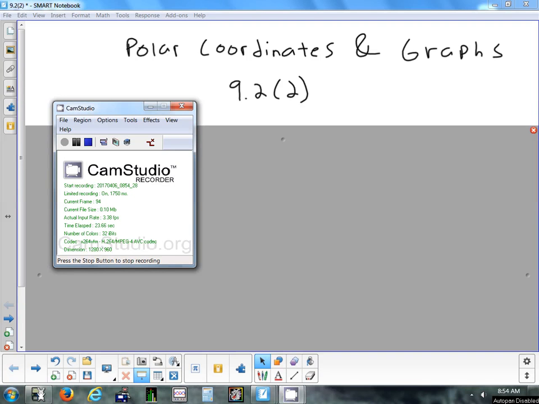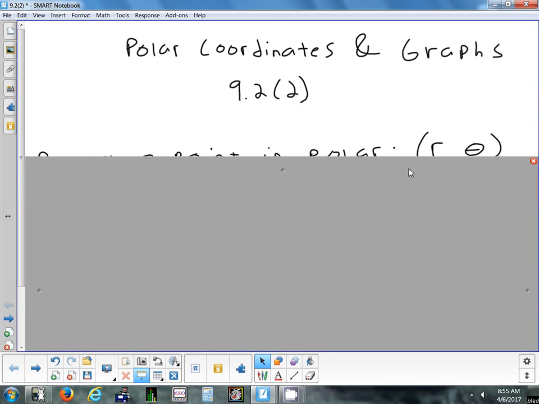Circles. Polar is super easy to graph a circle. So we're going to look at graphing some circles in polar, and then if we have time, I'll show you how to graph a line in polar. Polar is not the prettiest looking equation when you graph a line. y equals mx plus b is probably the best way to graph a line. It's the simplest.